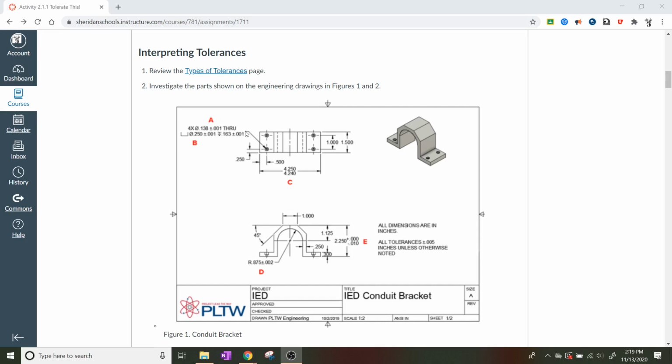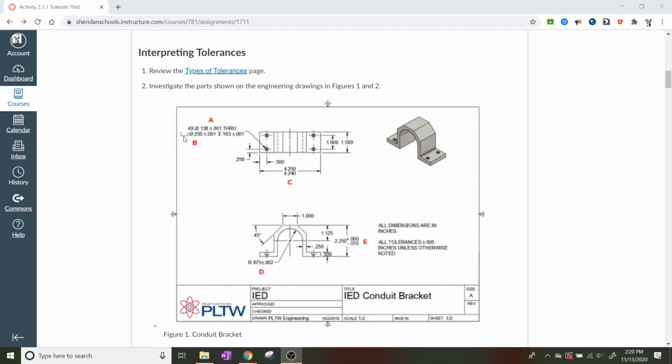The type of tolerance is going to be plus and minus. It goes both directions, so that's going to be a bilateral tolerance. That means we could have an upper limit that goes up by 0.001 and a lower limit that goes down by 0.001. So the upper diameter limit is going to be 0.139 and the lower diameter limit is going to be 0.137. You just add and subtract one, and those are your tolerable limits for that hole.